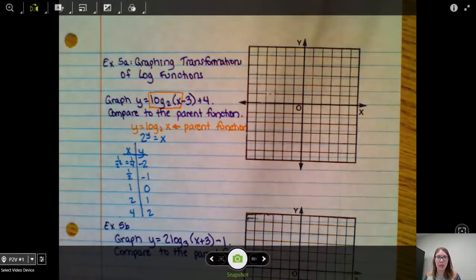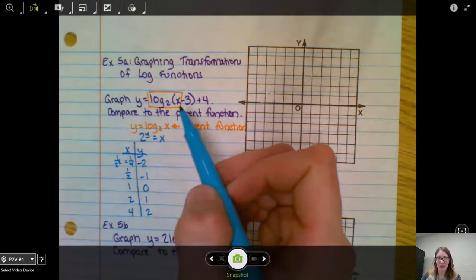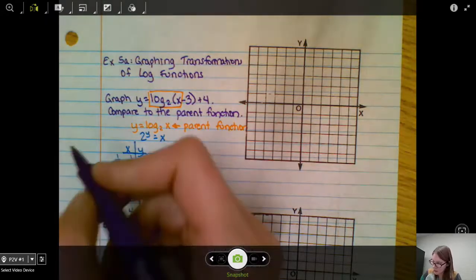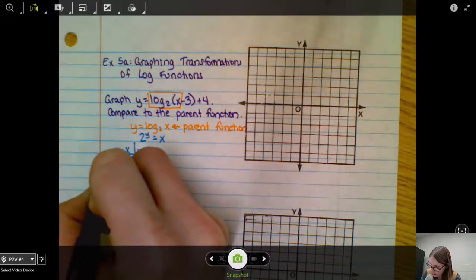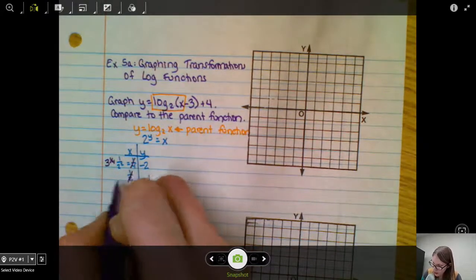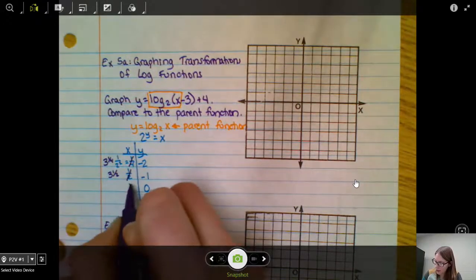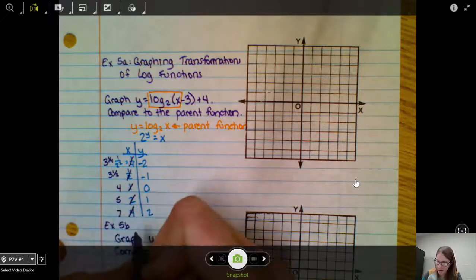Now, what other transformations happened? Well, this minus 3, it's inside. That's going to translate our graph right 3. So if we're going right 3, we need to add 3 to all of our x values. So this becomes 3 1/4. Add 3 here, we get 3 1/2. Add 3 here, we get 4, 5, and then 7.